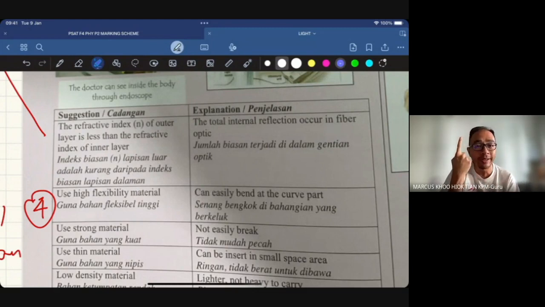Kalau dia lurus dan keras betul, macam mana kau mau kasih cucuk masuk di dalam badan kamu. So it has to be very flexible, so that it doesn't hurt your body lah. But the general answer is it can easily bend at the curved part. Your esophagus lah, wherever it is yang curvy lah, boleh tu.